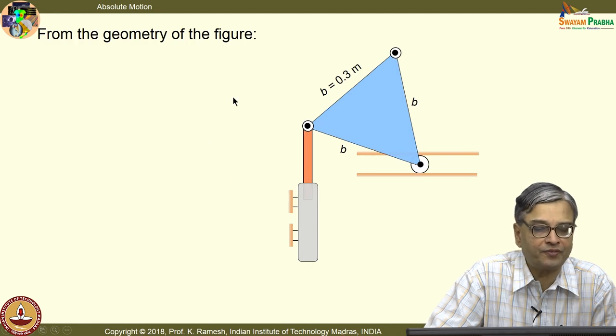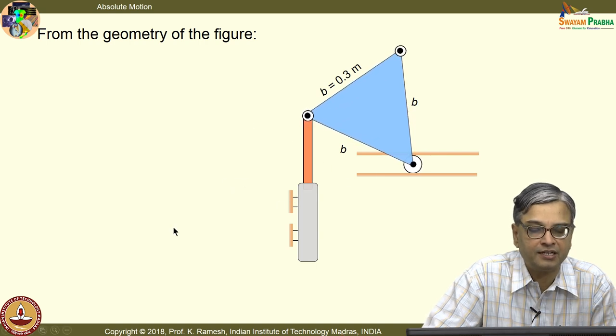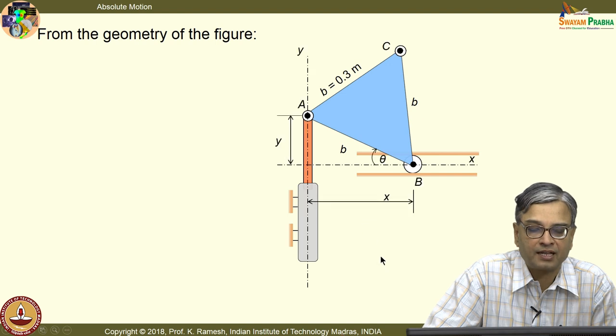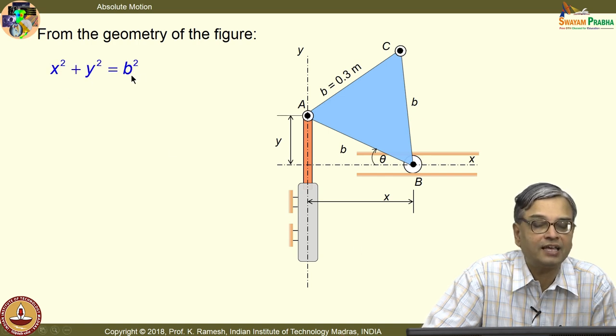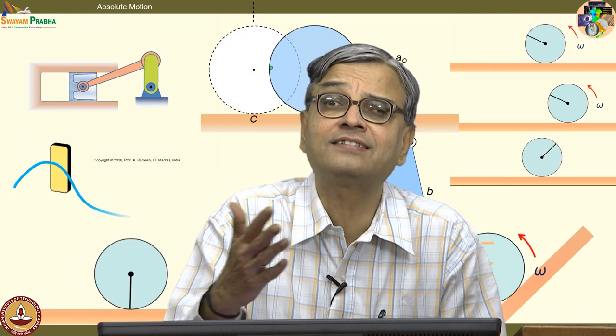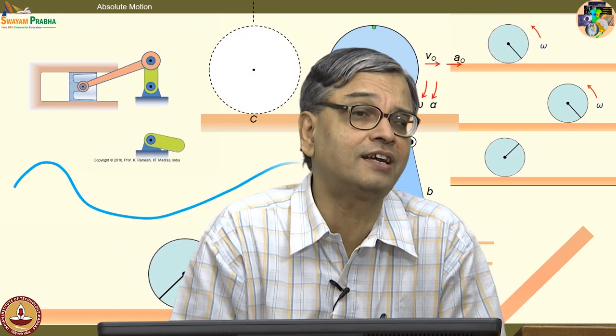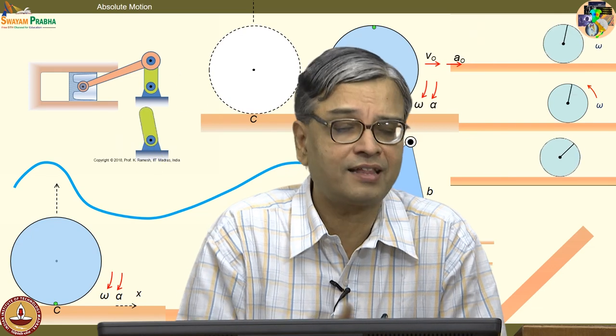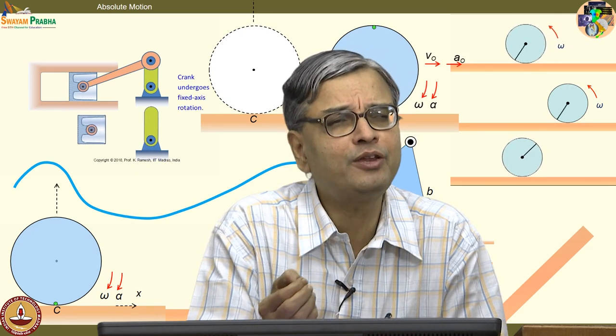From the geometry of the figure, I can write, and the animation is shown again, and then the markings come, which show the dimensions. So, I get the expression x squared plus y squared equals b squared. Mind you, we are dealing with a rigid body. That is why we have idealized it as a rigid body. If you consider it as an elastic body, under the action of forces, it can have a minute deformation.